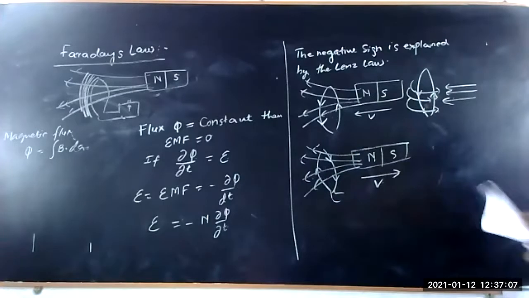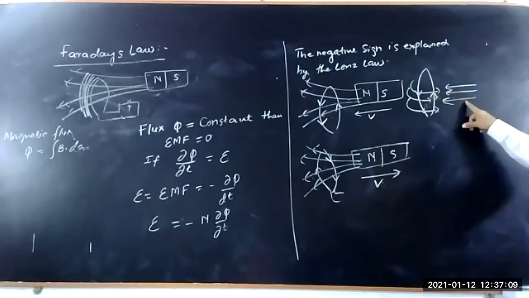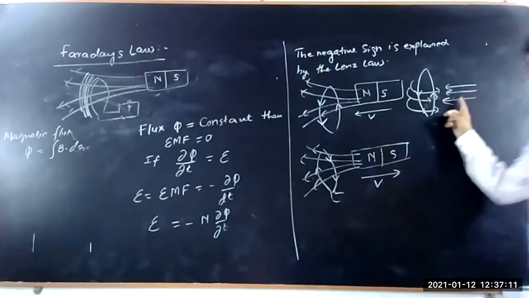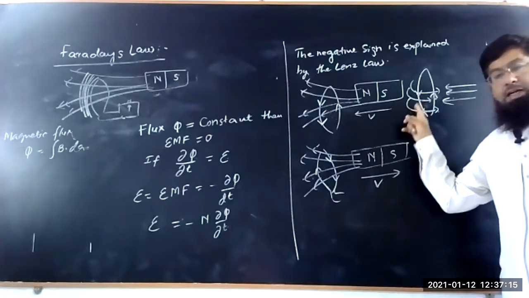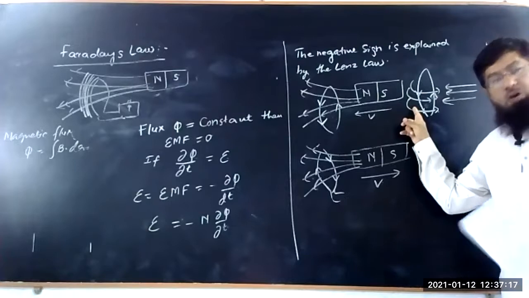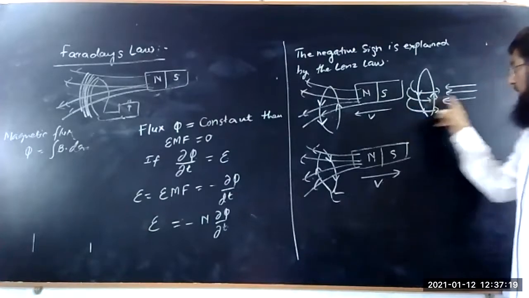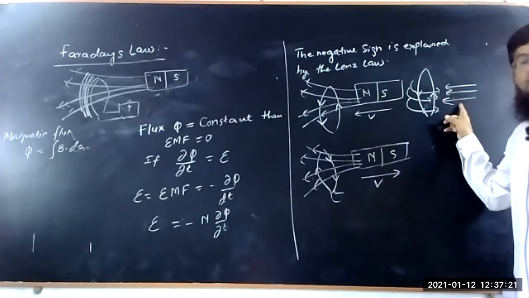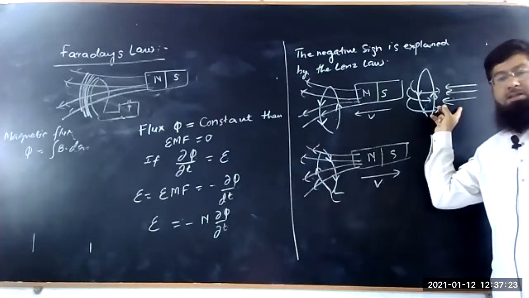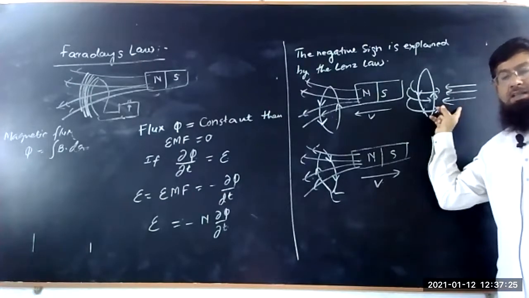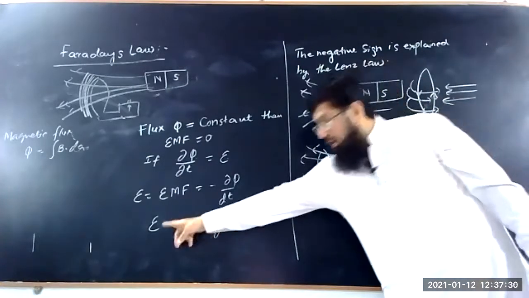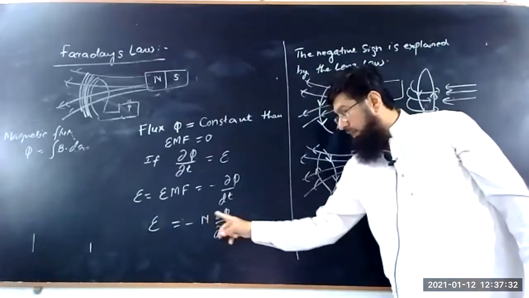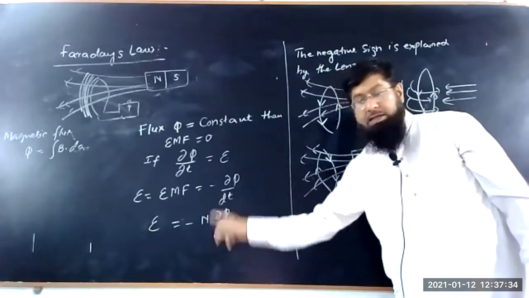If we look here, both fields are opposite to each other. The induced current produces its own magnetic field which is opposite to the external field, which is the cause that is producing it. As a result, there is a negative sign. It means the induced current opposes the rate of change of magnetic flux.